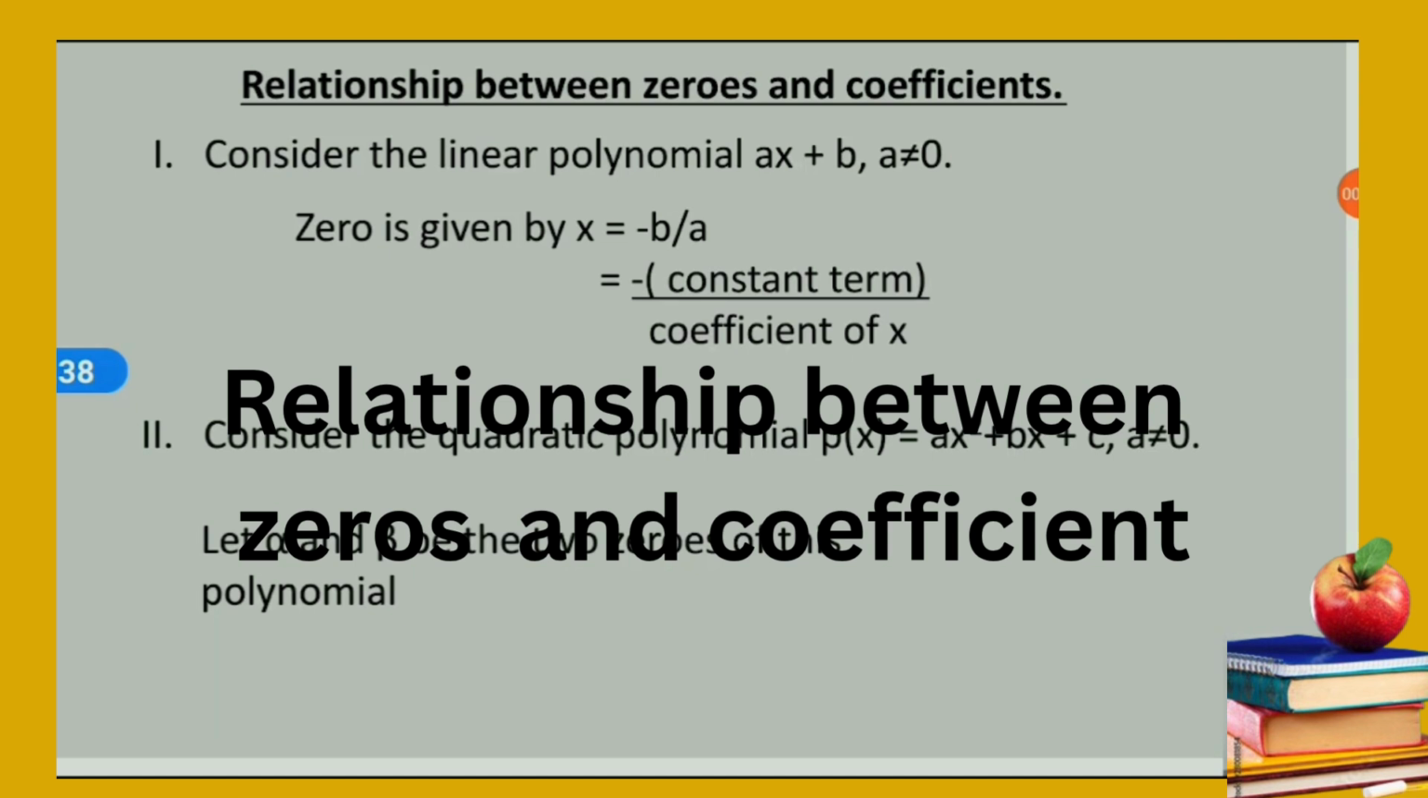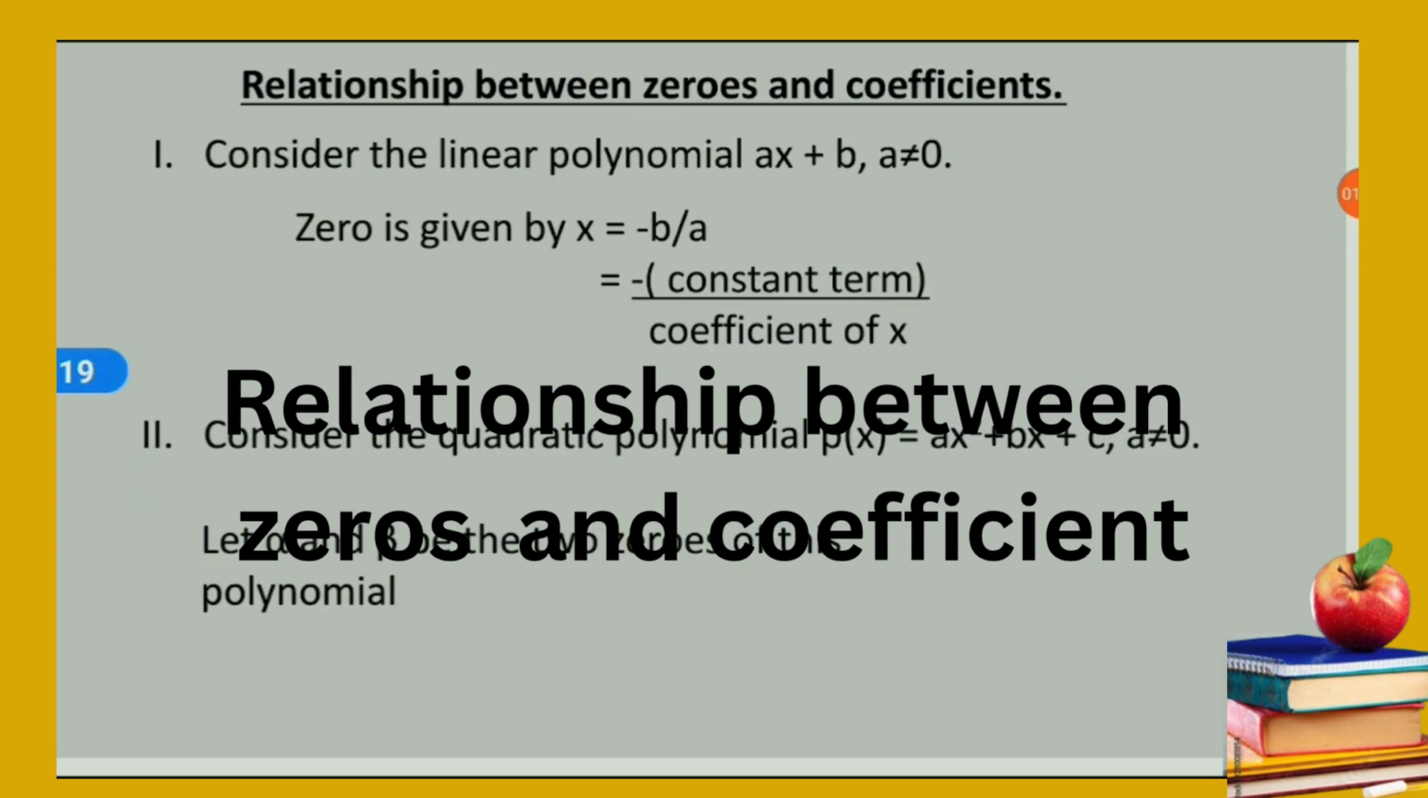Then we already studied that the zero of the linear polynomial is x equal to negative b by a. That is negative of the constant term by the coefficient of x. In ax plus b, a is the coefficient of x and b is the constant term. Hence, the zero of x is equal to negative b by a, that is negative of the constant term divided by the coefficient of x. Since it is a linear polynomial, it has only one zero. That is, that zero is x equal to negative b by a.